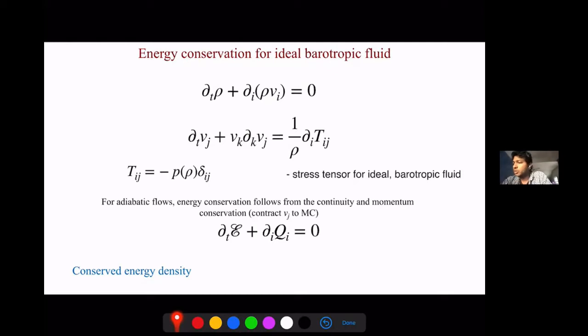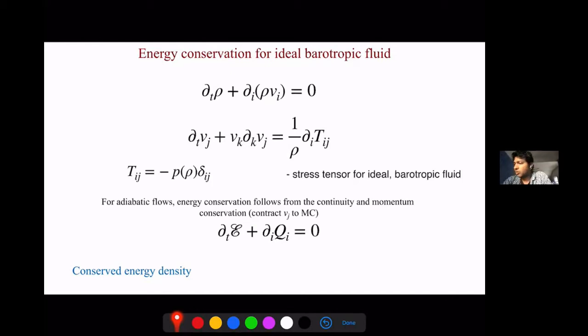Okay, so then how do you construct a third conservation law, namely for energy? The way to do it is that, since I'm talking about adiabatic flows as for an ideal barotropic fluid, energy conservation follows from the continuity and momentum conservation. So I don't need to postulate another conservation law. It just follows from the first two equations here.